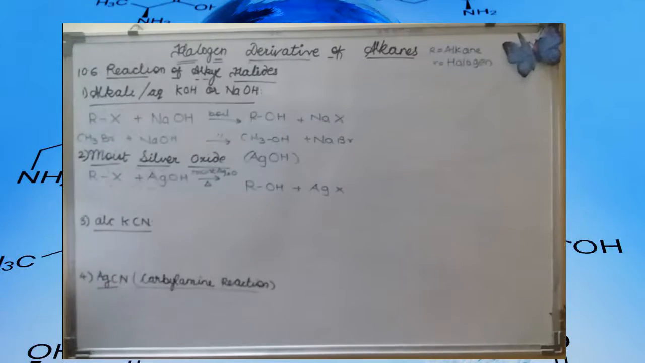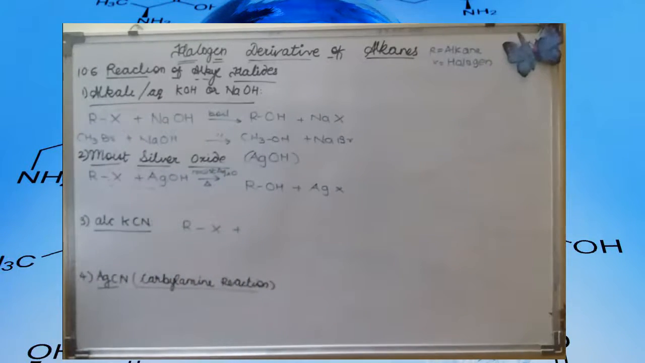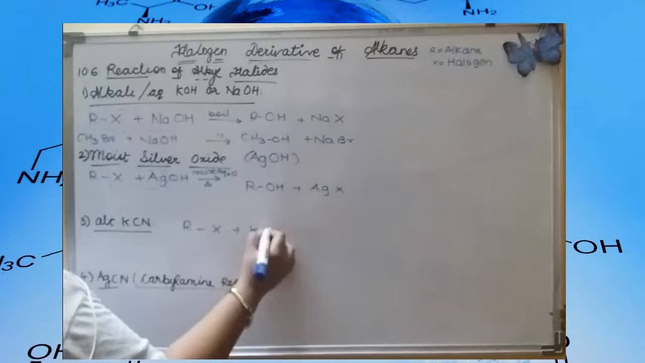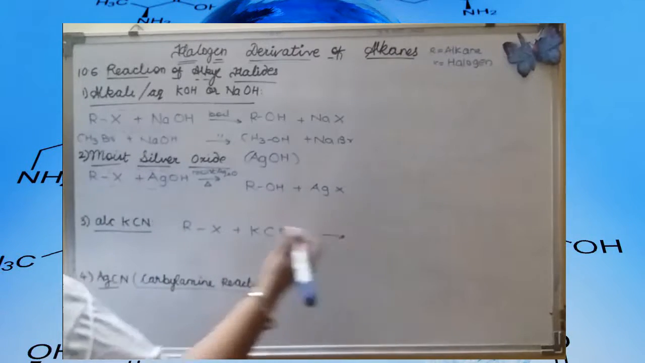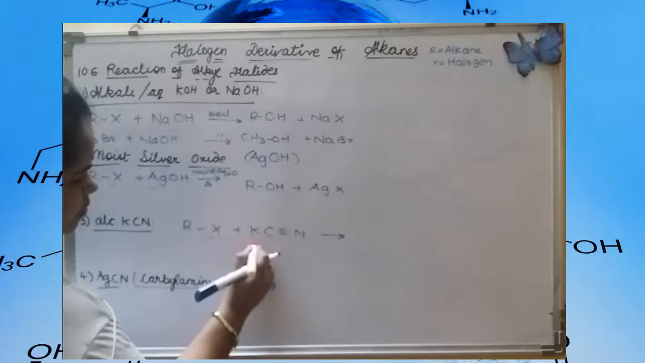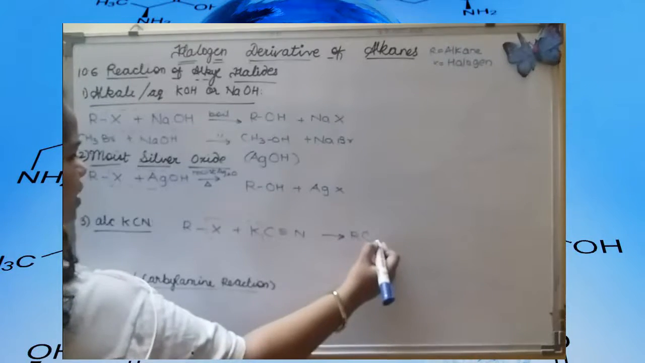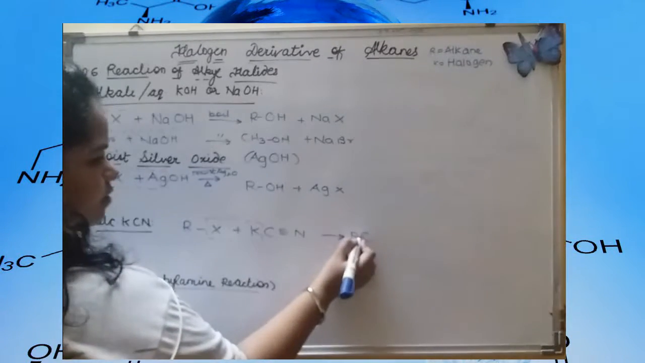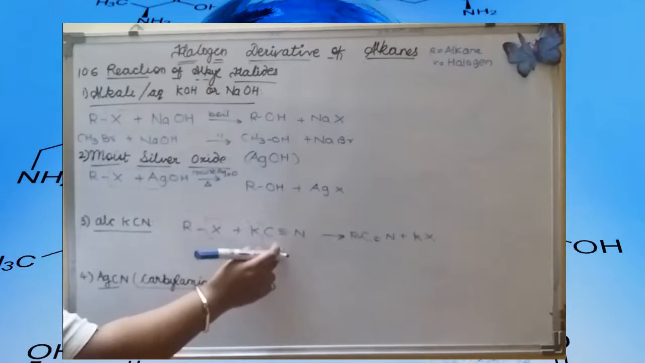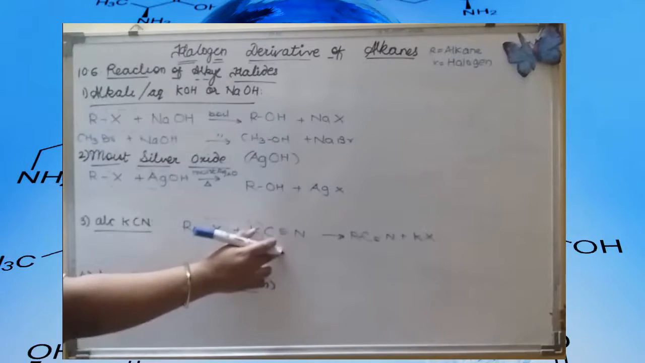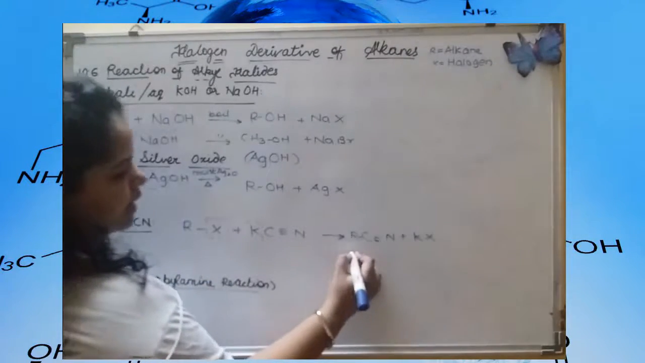With alcoholic KCN, RX plus KC triple bond N. Remember the formula here. So what will happen? A compound will be formed between K and X, and the rest will be formed with each other. RCN plus KX, where KCN is alcoholic potassium cyanide, and we will get alkyl cyanide.